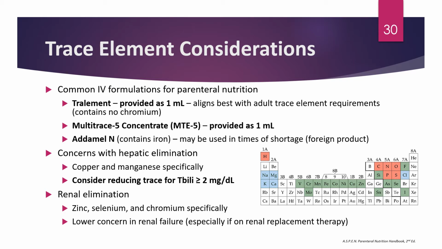But if you have hepatic elimination issues, particularly in patients that have cirrhosis, for example, or more or less a T-bili greater than 2 milligrams per deciliter, we always consider reducing trace for these patients and the amount that we give them. And it's not necessarily evidence-driven about how much we should reduce trace for these patients below the 1 milliliter standard that we have for Trail Mint and multi-trace concentrate. For these patients, we may just give half a milliliter, for example. We might give 1 milliliter every week.